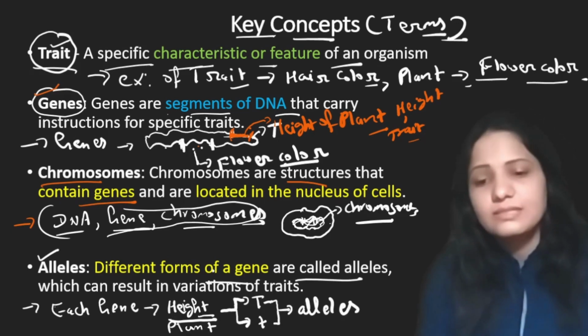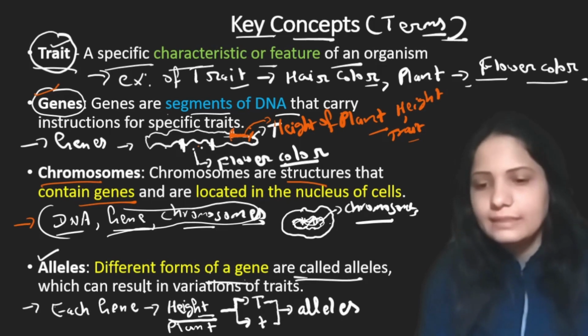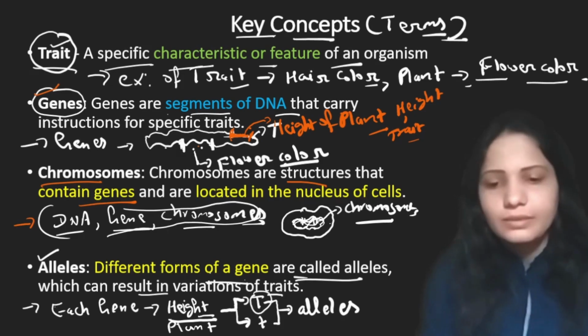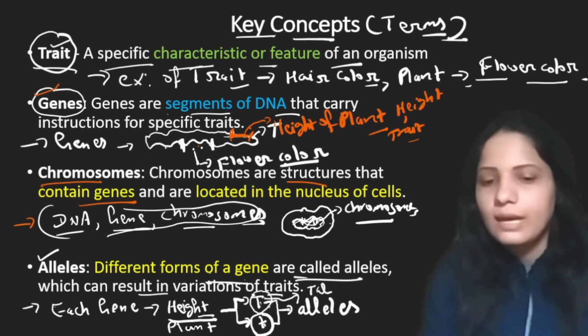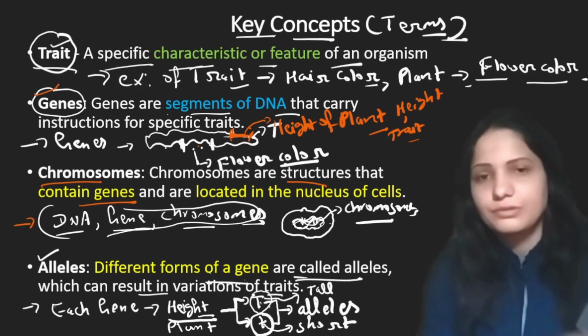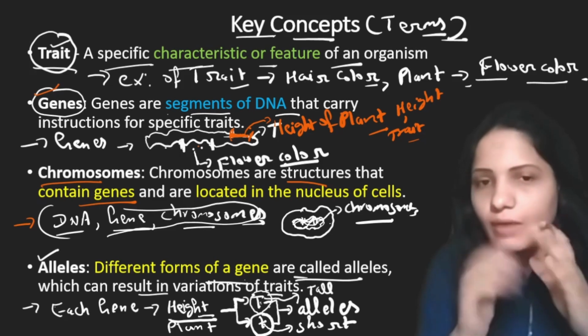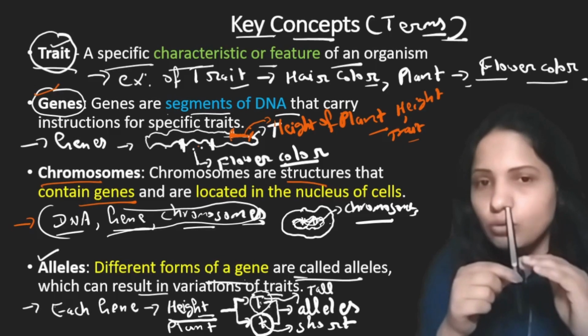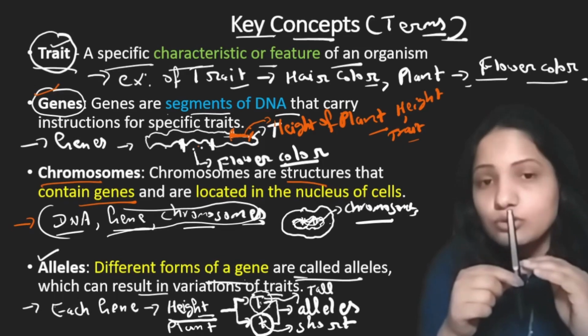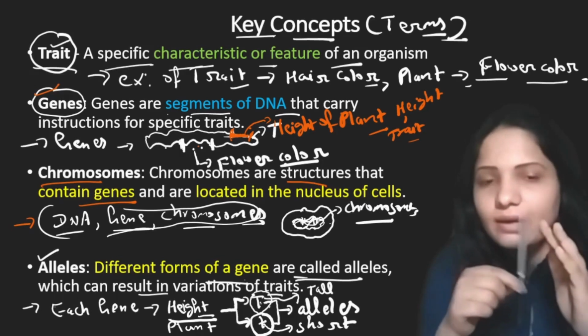So alleles are the different forms of a gene, which can result in variation of a trait. Now this allele will determine the height of the plant, and this allele will also determine plant height. But what is the difference between these two forms of the gene? Capital T will lead to tall height, and small t will lead to short height. Tall and short are the two forms of height. If a person is tall, we are discussing height. And if I say a person is short, again, we are discussing height. So these are the two different forms of height. One is tall, other is short.